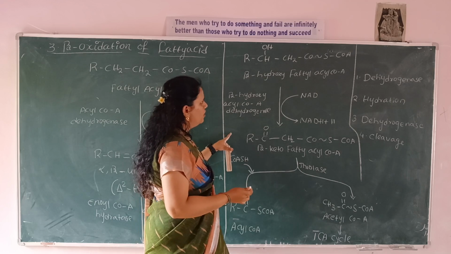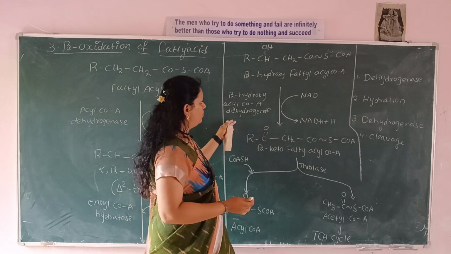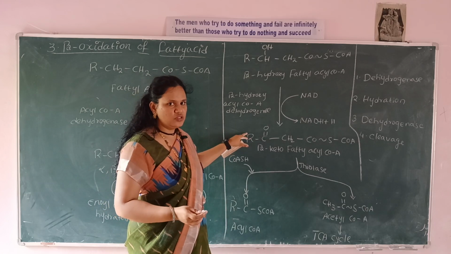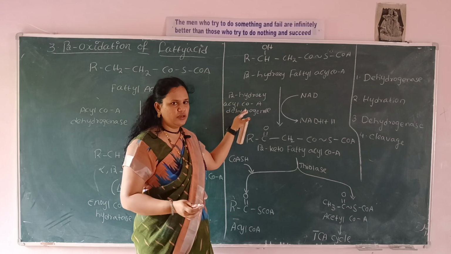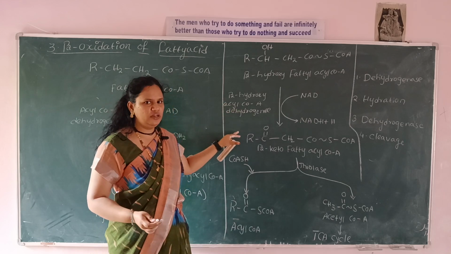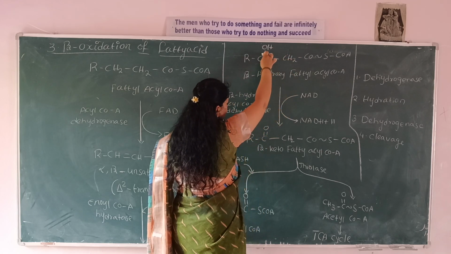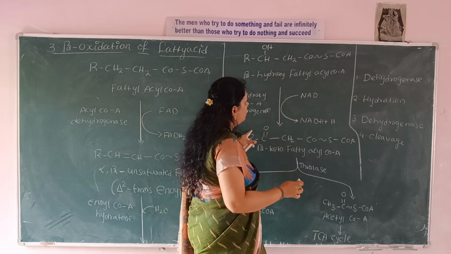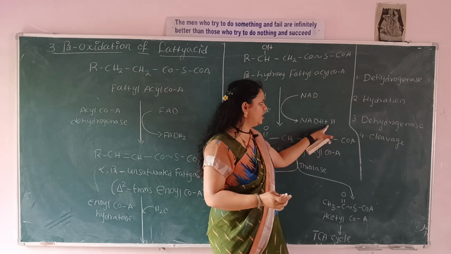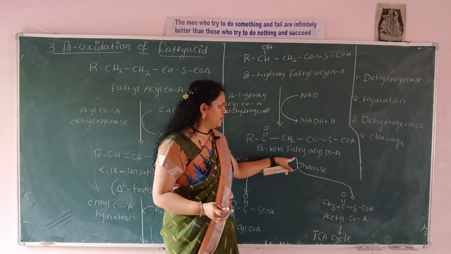In the next step, it is again dehydrogenated with respect to NAD, with the help of the enzyme beta hydroxy acyl CoA dehydrogenase. The process is dehydrogenation and the substrate is beta hydroxy fatty acyl CoA, so based on that the enzyme name is beta hydroxy acyl CoA dehydrogenase. Here the hydrogens are removed to form a ketone group at the beta position. The released hydrogens are reduced by NAD, resulting in the formation of NADH plus H plus, and the compound beta keto fatty acyl CoA.